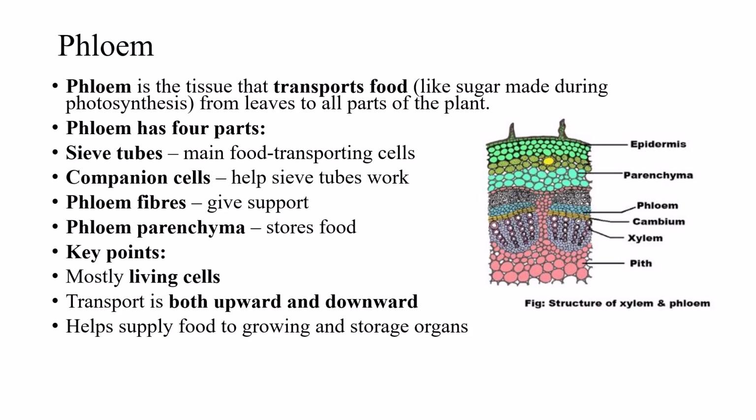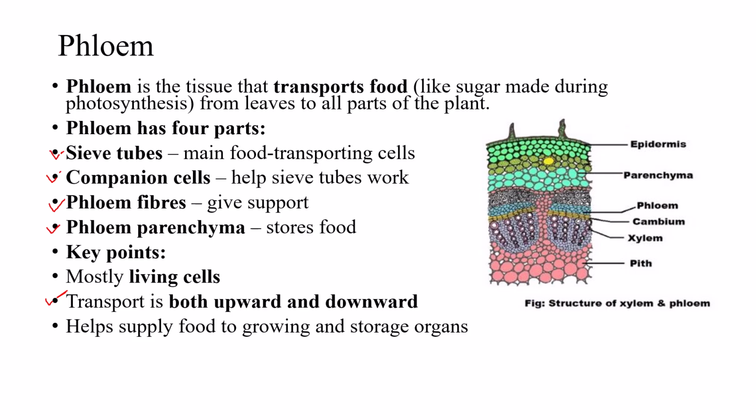Phloem is the tissue that transports food like sugar made during photosynthesis. Sugars are made during photosynthesis, which you may think of as the food of the plant, from leaves to all parts of the plant. Okay. See here, I want you to note this point first. Transport is both upward and downward. Like we have learnt in xylem, transport is only upward, but in phloem, transport is both upward and downward. Phloem has four parts: sieve tubes, companion cells, phloem fibers, and phloem parenchyma. Sieve tubes are the main food transporting cells.